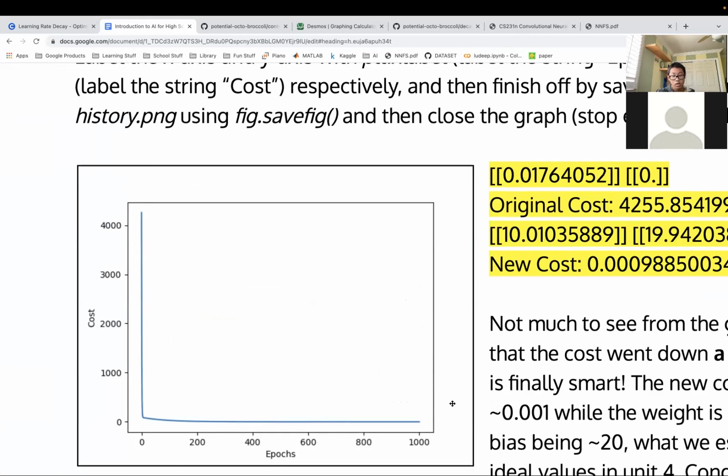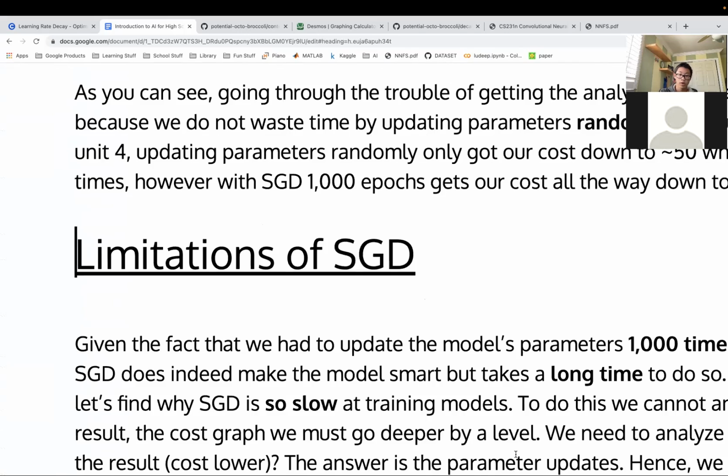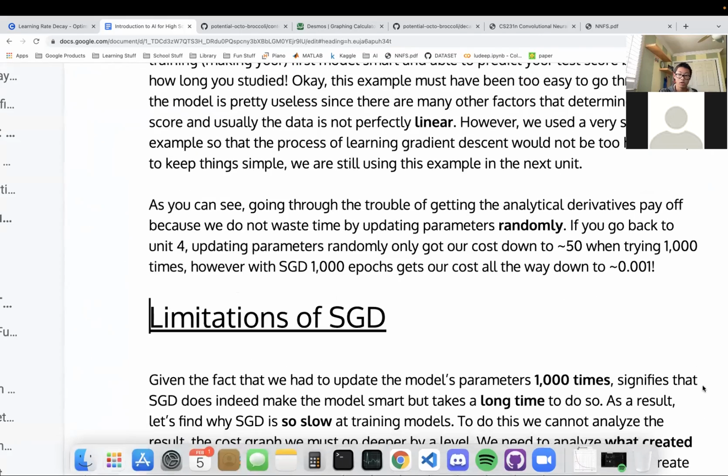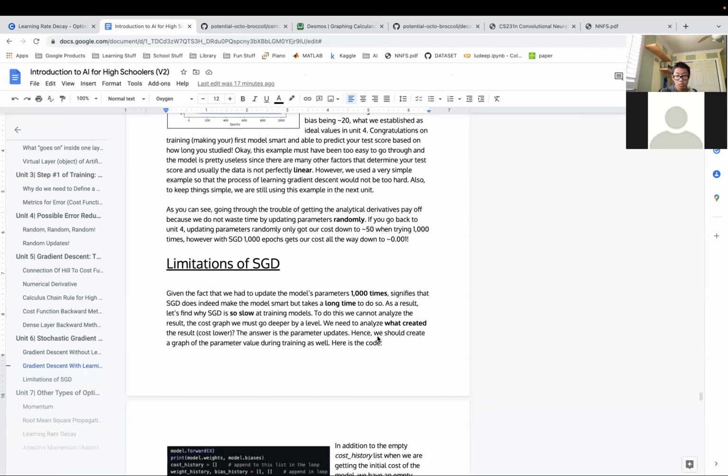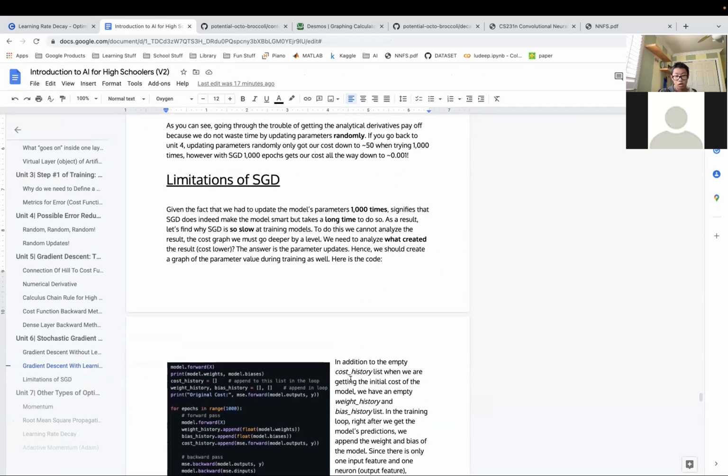The model has learned with SGD, but actually there are a lot more optimizers that we can use that are better than SGD. One of the problems with SGD is that it takes way too long. See, it takes like 1,000 iterations, 1,000 epochs, right? That's pretty long. That's a lot of epochs.